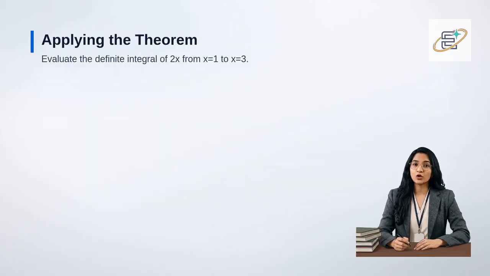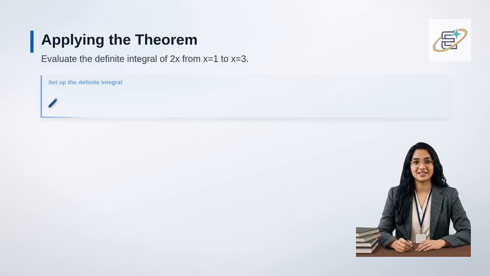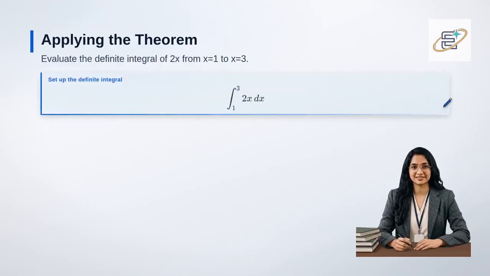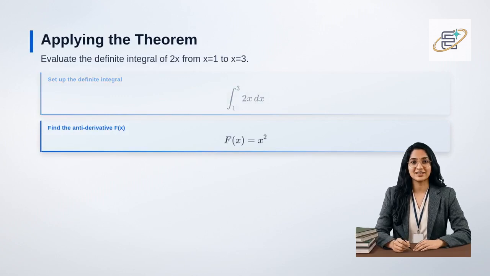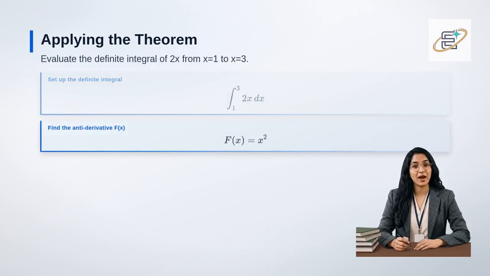Let's put the theorem into practice with a concrete example. We want to evaluate the definite integral of the function 2x, bounded between x equals 1 and x equals 3. This represents the exact area under the line y equals 2x on that specific interval. According to the fundamental theorem, our first job is to find the antiderivative of 2x. Using the reverse power rule, we add 1 to the exponent and divide, which simply gives us x squared. This is our capital F of x.